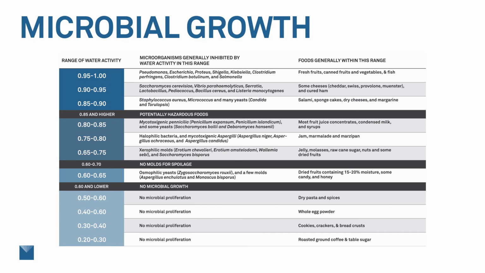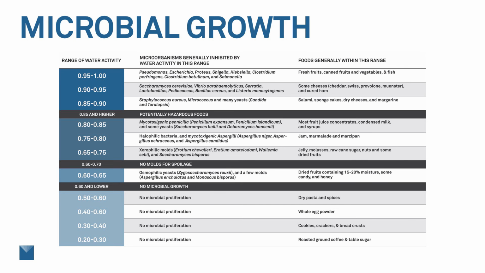So this is a table we have for not only those pathogenic bacteria, but also molds and spoilage, and where no microbial growth is. And I wanted to point those out. You can also see where foods generally lie in a similar range to those microorganisms. At 0.85 and up, that's where all the potentially hazardous foods lie. Between 0.85 and 0.7, that's where you'll get more of the yeasts and molds, and those are spoilage ones.